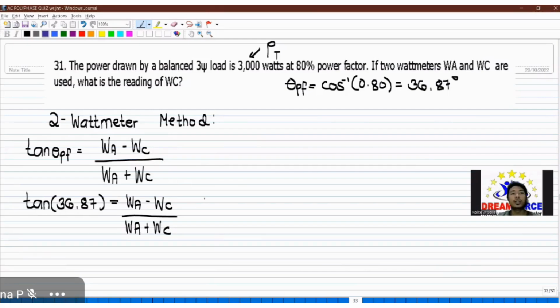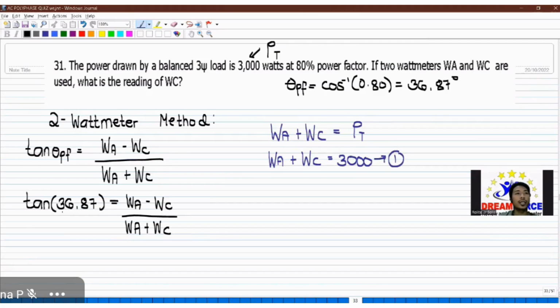Yan na lang muna, engineers, no? Tandaan natin, di ba, diniscuss naman nung lecture na yung reading na nami-measure doon sa dalawang metro natin ay yan po yung power natin doon sa load. Yung dalawang rating na nasusukat sa metro, yan yung rating ng ating load. Therefore, we can also say that wattmeter A plus wattmeter C is also the power total, or equivalent to 3,000 watts. Sige, sabihin na natin, this is your equation 1.